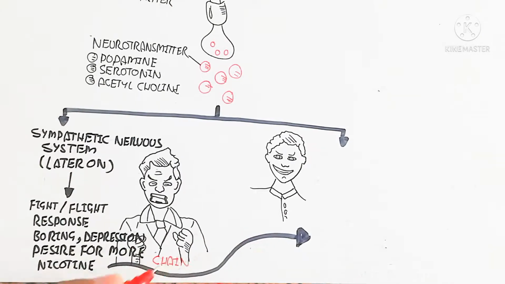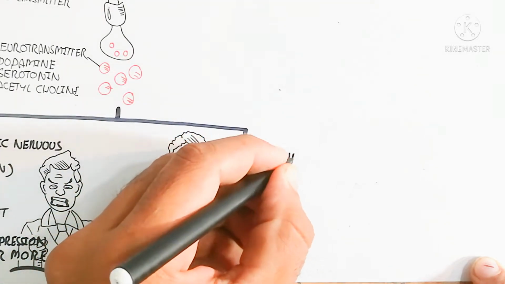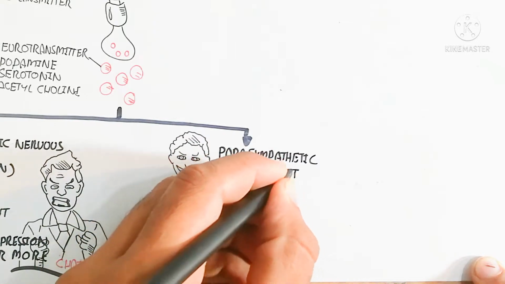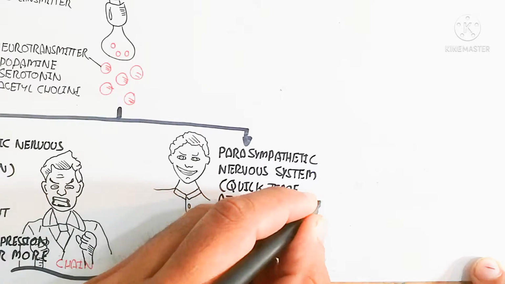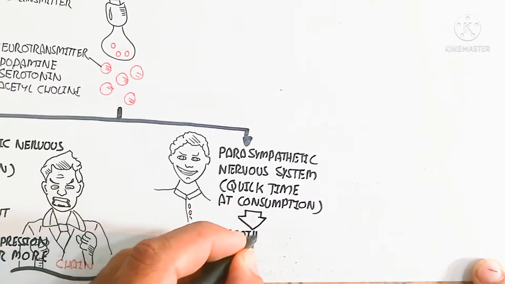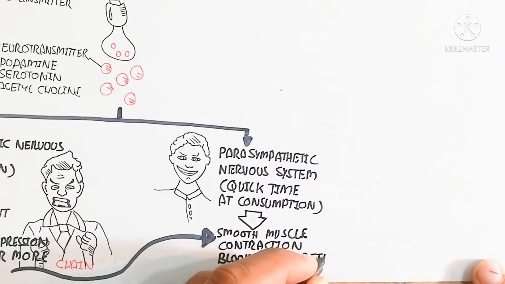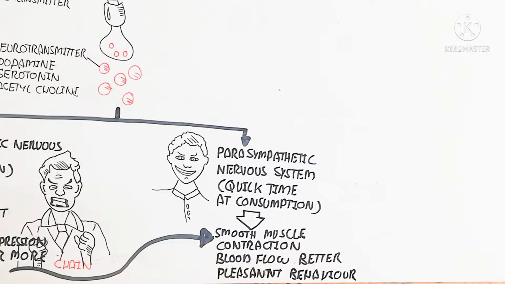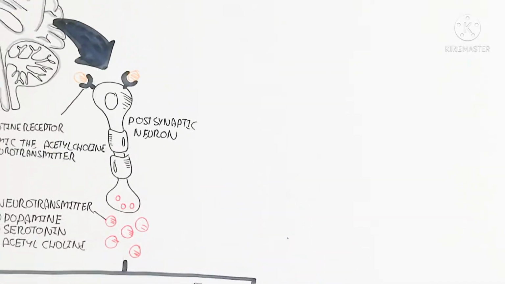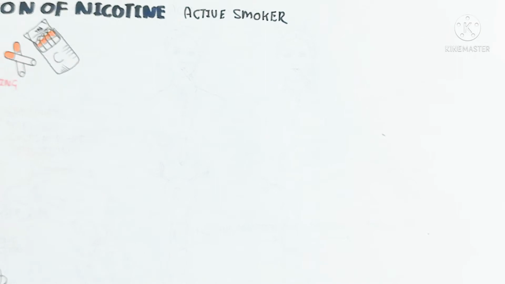So the smooth muscle contraction and blood flow improve, and a pleasant behavior is created. The muscle contraction will lead to digestion. So the dependence on nicotine for digestion is an adaptation. After the passage of time during smoking, this adaptation is known as nicotine adaptation. The nicotine receptors will increase, and when the nicotine receptors increase, the nicotine consumption required is more and more.